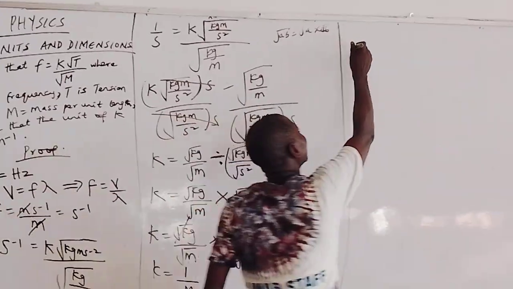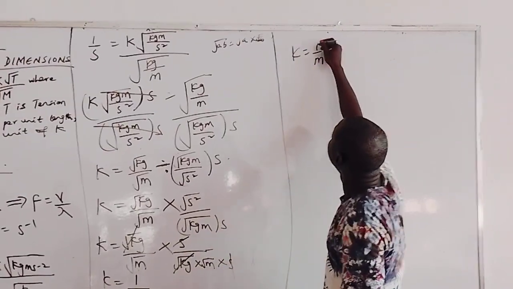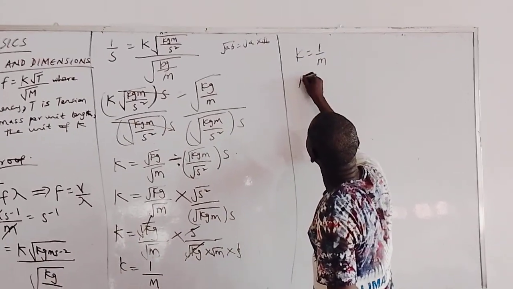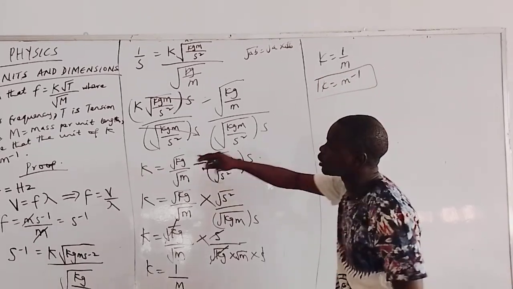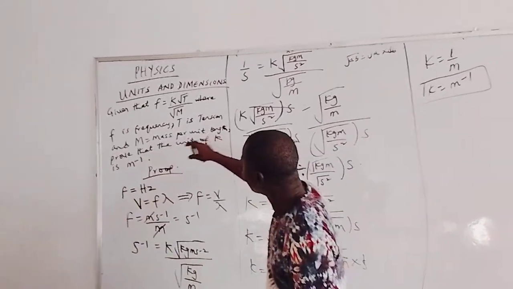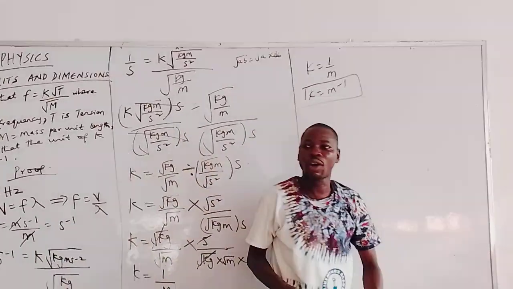So k is equal to 1 over meter. So in conclusion, we can say k is equal to meter raised to the power minus 1. So that is what we are asked to prove. So prove that the unit of k is per meter. So that comes to the end of the session.